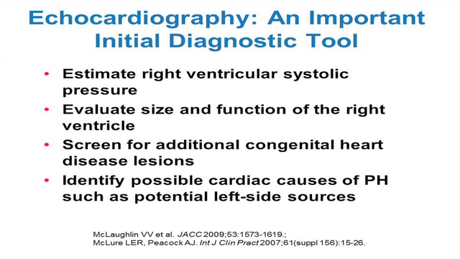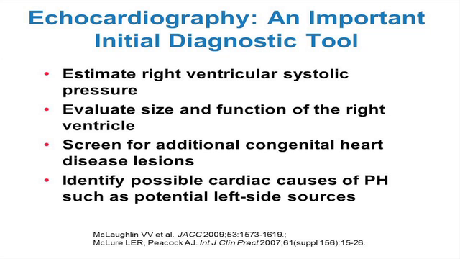We want to screen for other congenital heart defects. It's not unusual. For instance, we'll see patients with septal defects who also have a cleft mitral valve, or we'll see other abnormalities. So it's important to recognize those. And we want to identify as much as possible other causes for pulmonary hypertension, including left-sided disease.